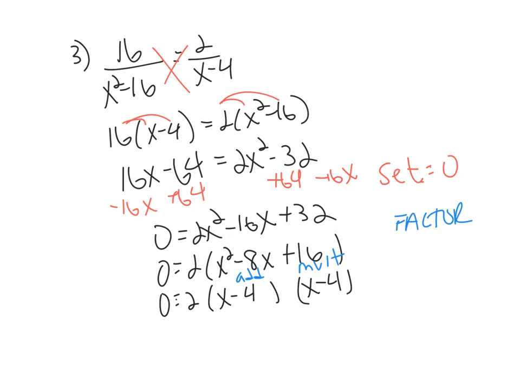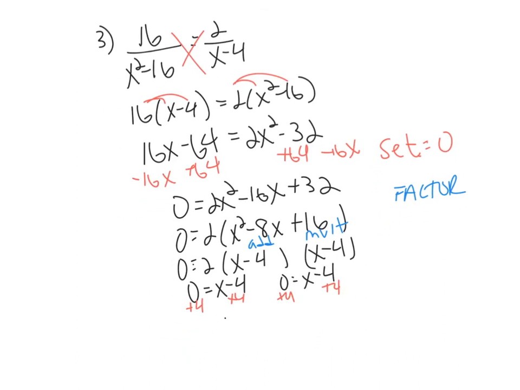And the zero property says the 2 we don't need to worry about because that's a constant. So 0 equals x minus 4, 0 equals x minus 4. If we add 4 to both sides, here x equals positive 4, x equals positive 4. So we have 4 twice, but we must check.